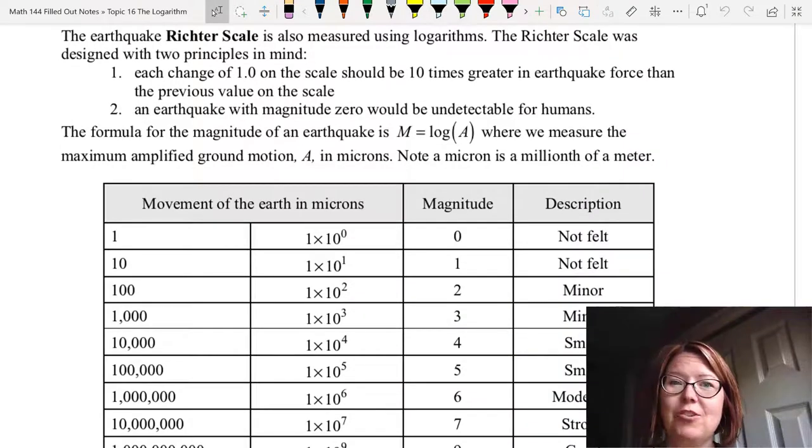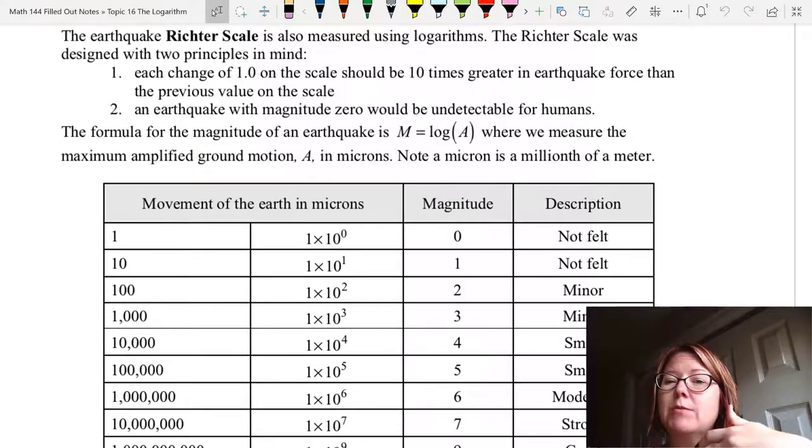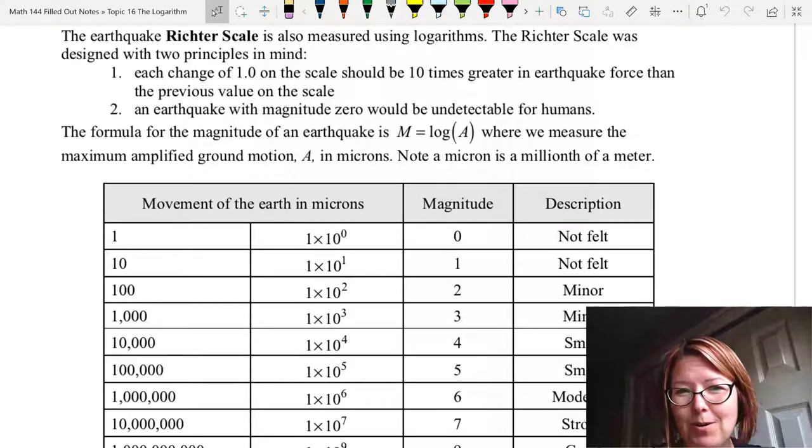The Richter scale, which is used in earthquakes, is also measured using logarithms. The Richter scale was designed with two principles in mind. First, each change of 1.0 on the scale should be 10 times greater in earthquake force than the previous value of the scale. So a magnitude 5 earthquake should be 10 times greater than a magnitude 4 earthquake.